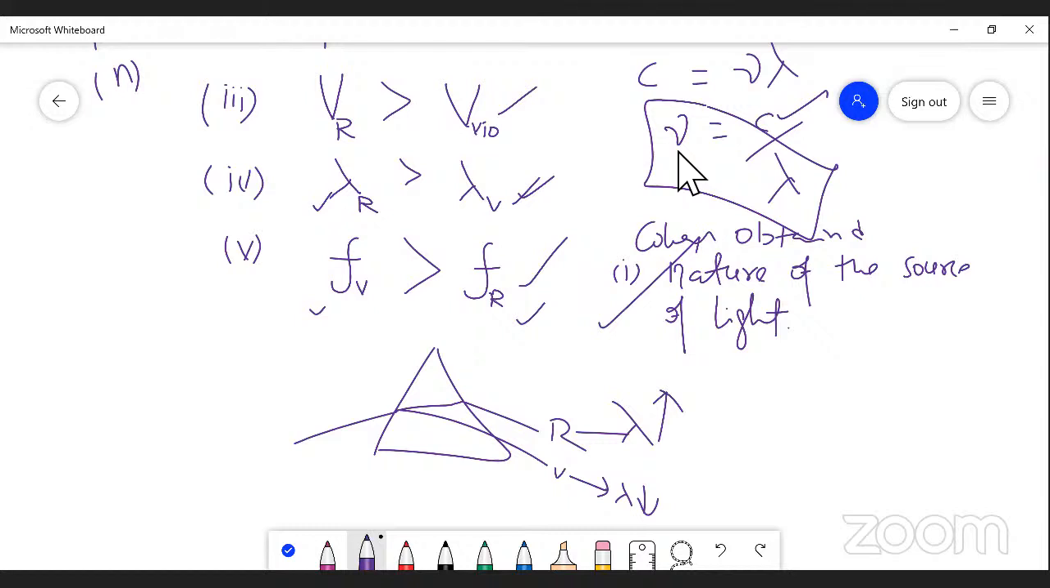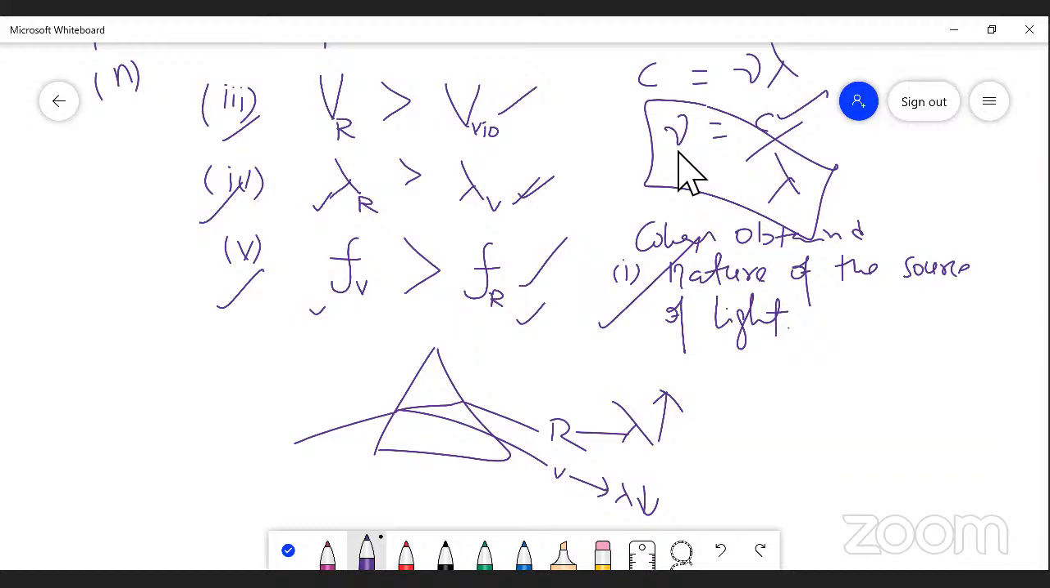The refractive index of the material of the prism is different for different colors. Violet has the maximum refractive index and red has the minimum. In vacuum, all colors travel with the same velocity. These five points are very important, and they are included in the dispersion of white light. The remaining is no problem.